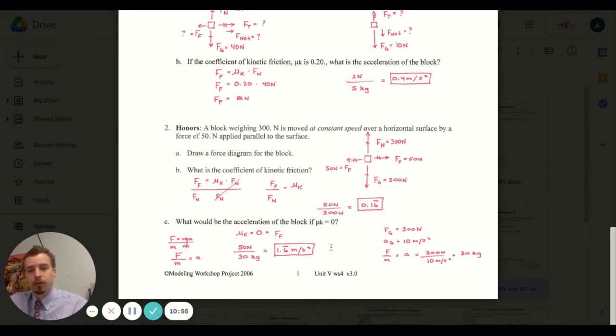And then on the right side, I just kind of proved to you guys that it was 30 kilograms by showing more of my work. But again, 1.6 meters per second squared is your acceleration of the block if you have no friction.